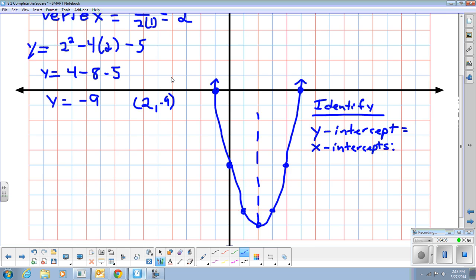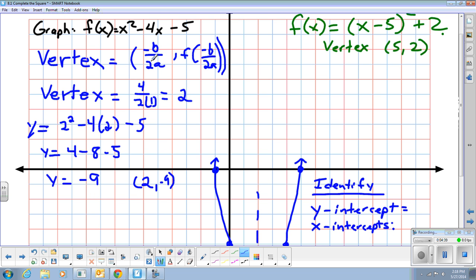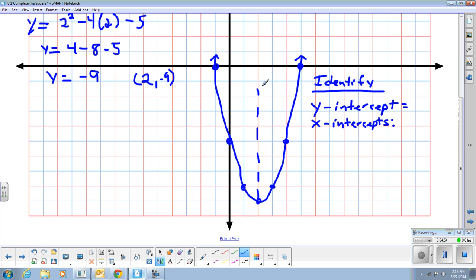But when you have a quadratic equation in standard form, we're going to do this little formula, the opposite of b over 2a. That tells me the x part of the coordinate for my vertex. When I take that answer, I plug it in for x into my equation, and I solve for y. That will tell me my vertex. Our vertex always lies on the axis of symmetry.